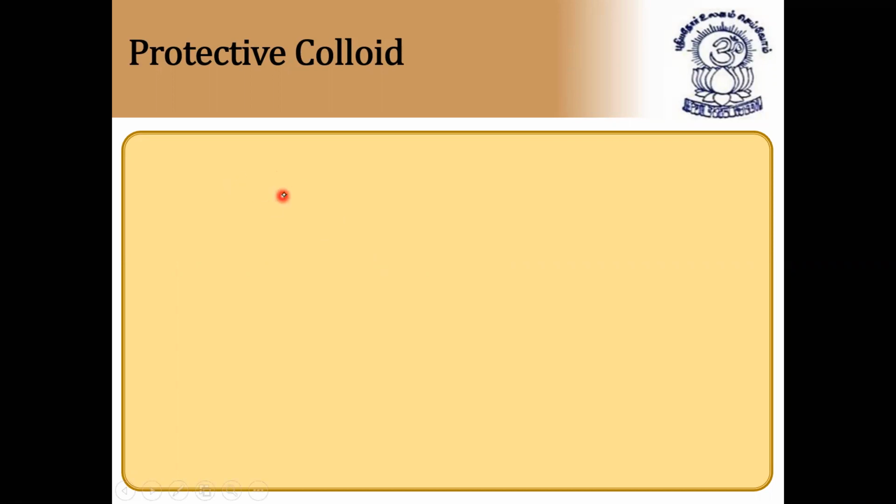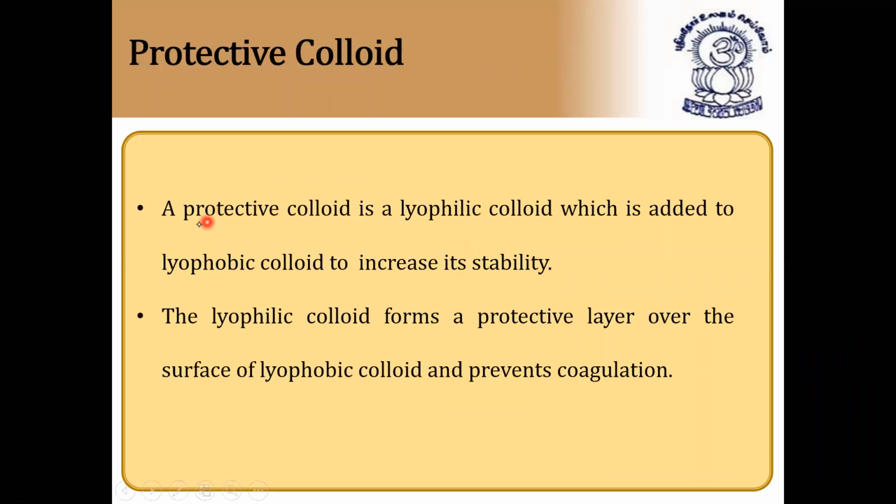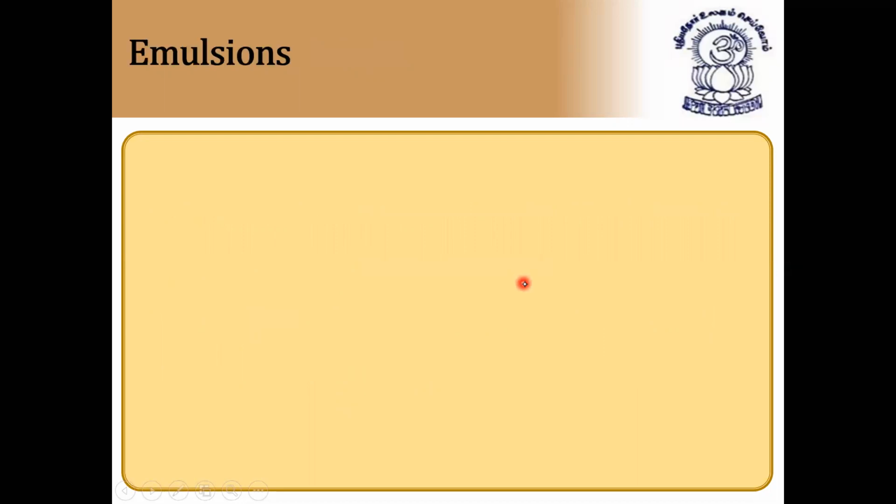Next, protective colloids. What are protective colloids? A protective colloid is a lyophilic colloid which is added to the lyophobic colloid to increase its stability. As lyophobic colloids are less stable than lyophilic colloids, if you add a lyophilic colloid as a protective layer, it forms a protective layer over the surface of the lyophobic colloid and prevents coagulation. Hence, it prevents coagulation.